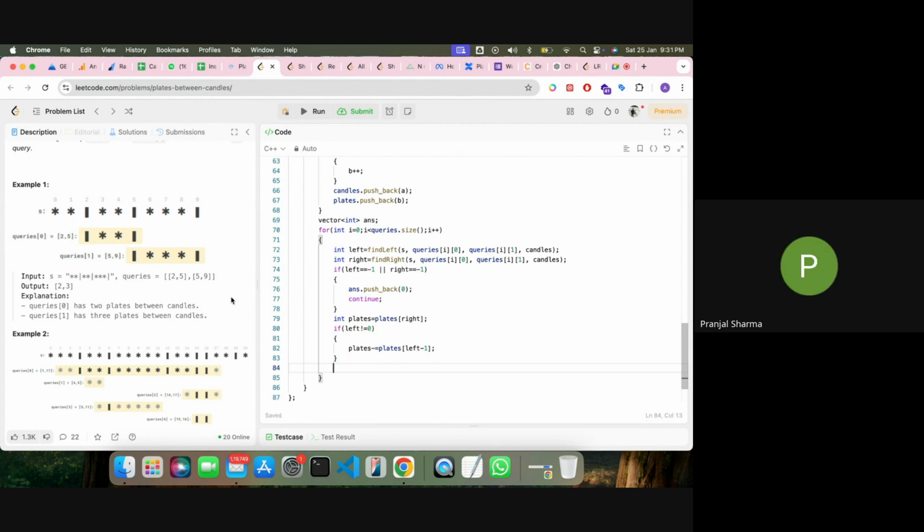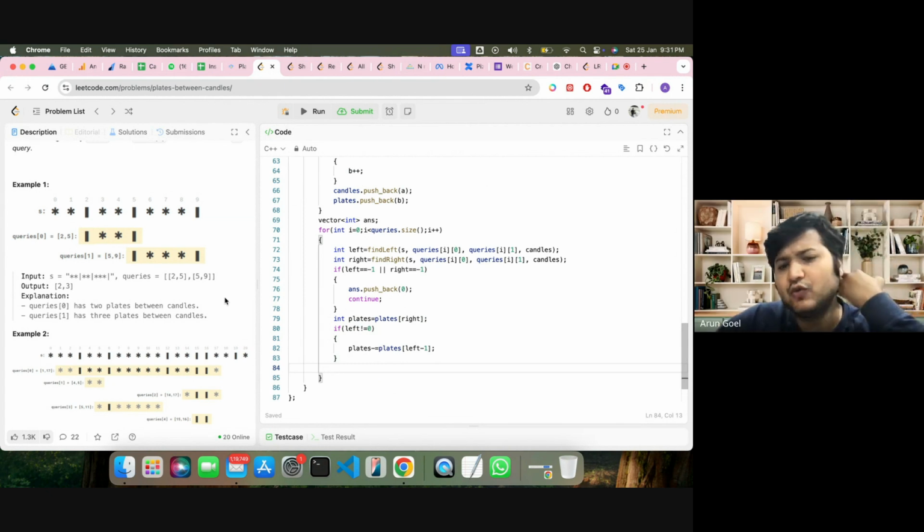What if And no left will? How can left contain 2 candles? Left is the left index, right?